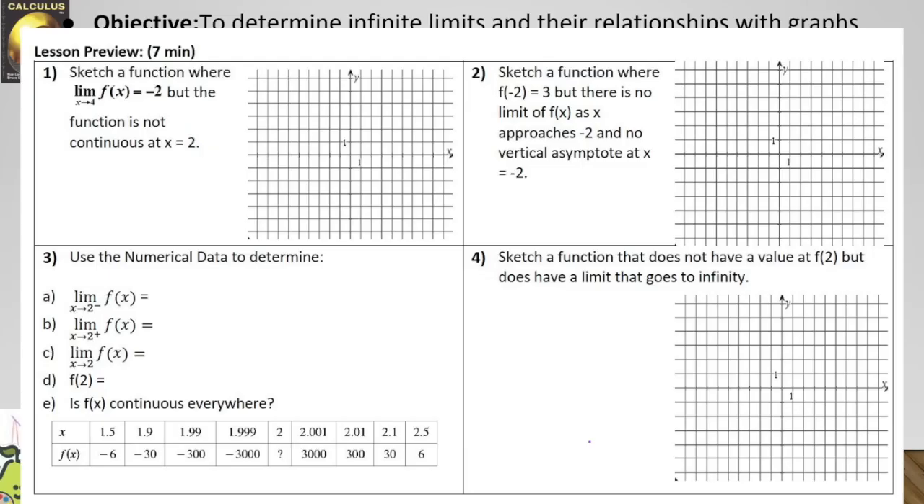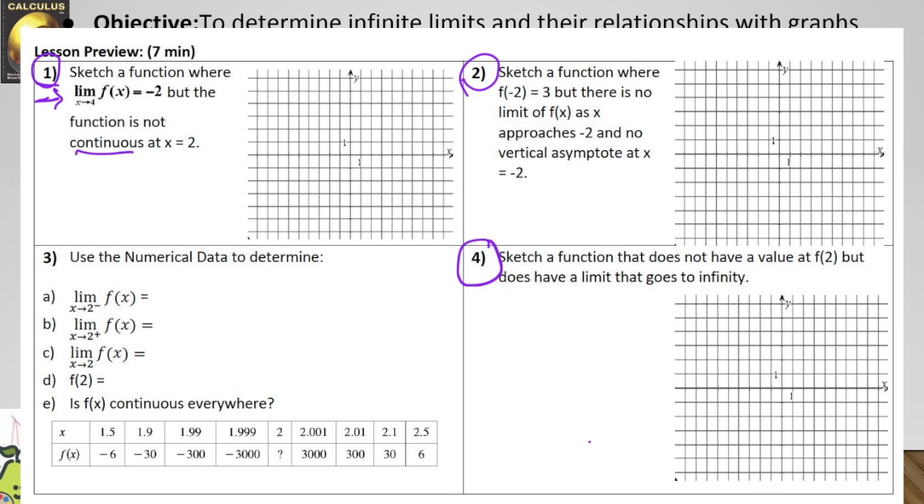So for today's lesson preview, you use concepts from limits and continuity in order to graph your functions. There's a different answer for each one of your sketches. So if you'd like to clarify or check on your answer, just let me know.